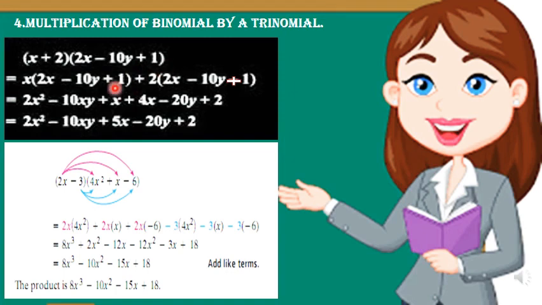Here what we are going to do is split this binomial, that is x plus 2. First we will write it as x and then we will write it as plus 2. And the trinomial will be written as it is using brackets. So x plus 2 is being distributed to the trinomial. Both the terms of the binomial are distributed to the trinomial. So x into the trinomial 2x minus 10y plus 1. What is remaining other than plus x? We have plus 2. Whatever sign is there, you are going to write it as it is. Suppose you have minus 2, you will write it here as minus 2.